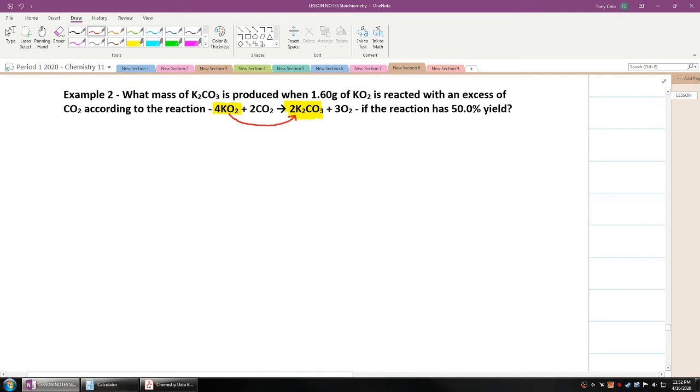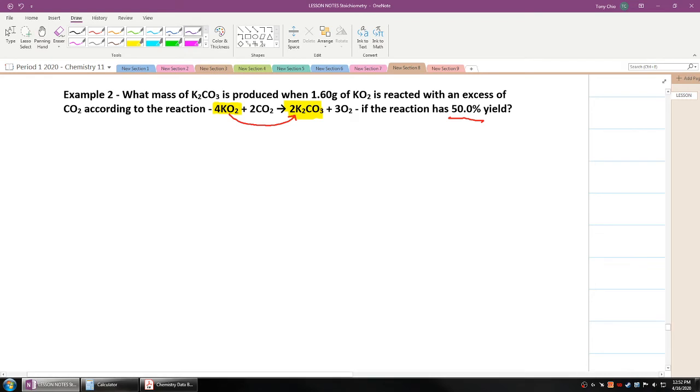With an excess of CO2, which means we don't have to do limiting and excess, if the reaction this time has a 50% yield, that means they're giving the percentage yield. Well, if I'm going from 1.6 grams of KO2 to a product, I'm going from reactant to product, so I will solve for my theoretical. Here you can see what mass of K2CO3 is produced. Well, what is it going to be actually produced?